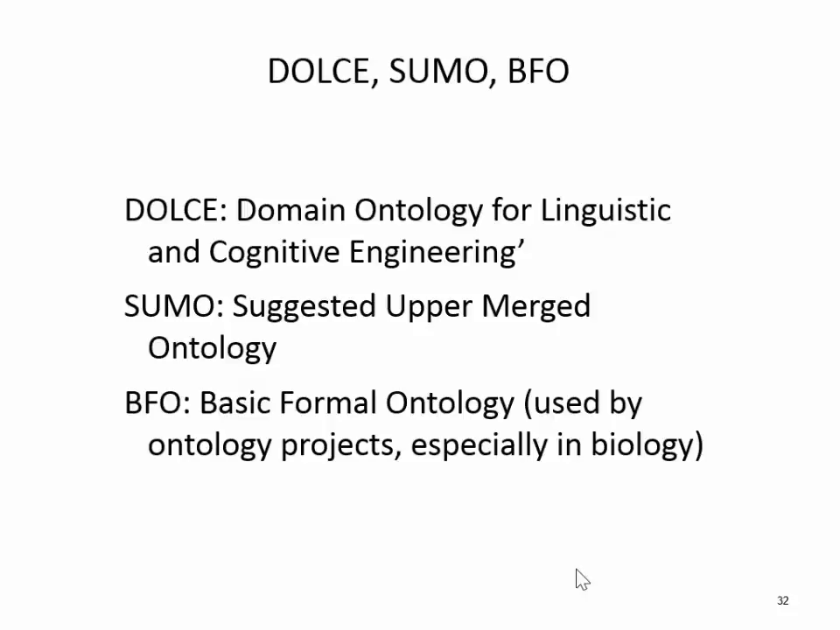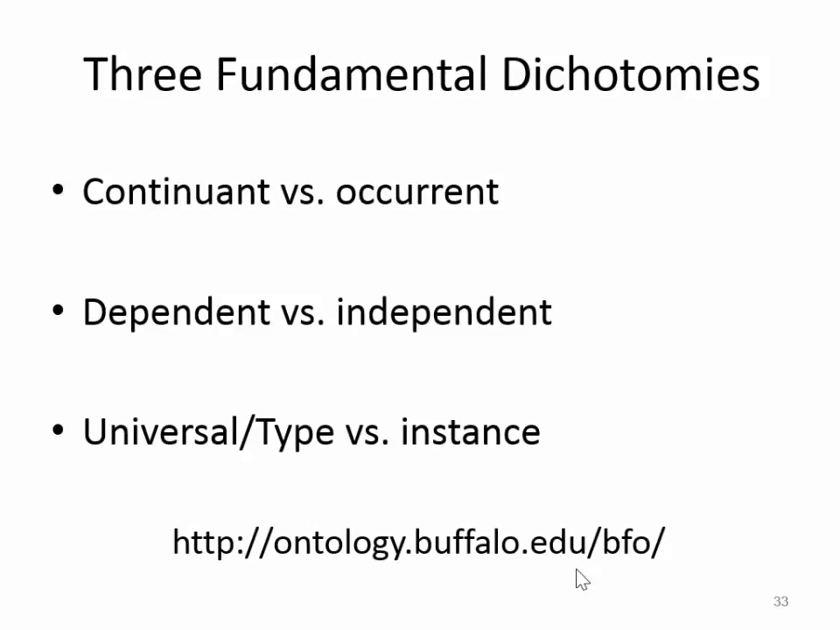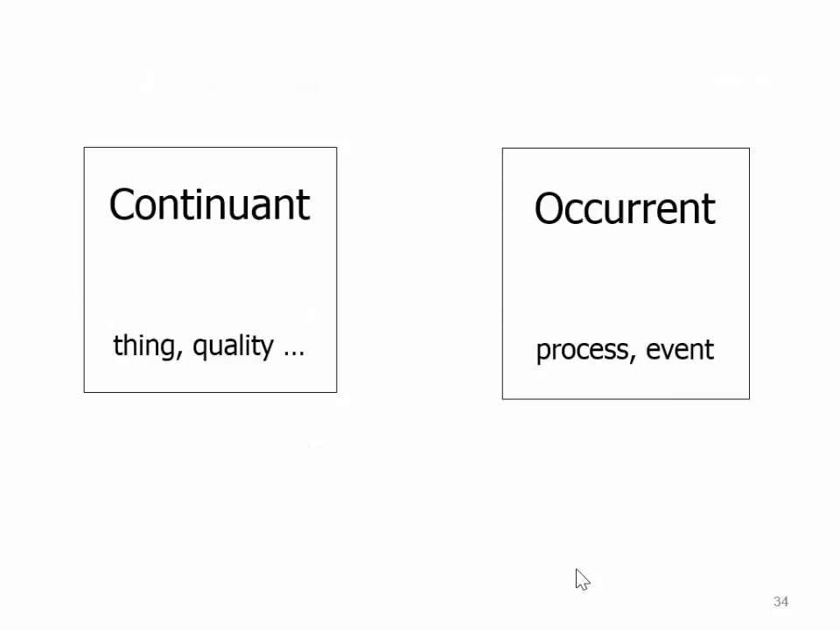BFO is a small ontology which has been used in a lot more projects than either Dolce and Sumo. So far, primarily in biology, but now increasingly in other areas. Now, I already mentioned these fundamental dichotomies as the three fundamental dichotomies of BFO. So continuant versus occurrent, dependent versus independent, and universal versus instance.